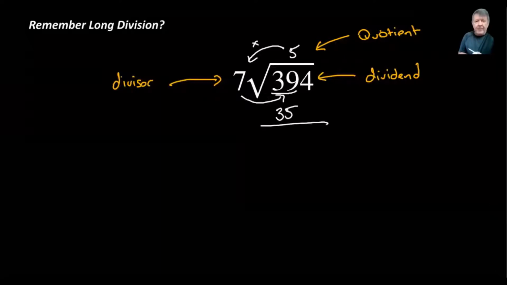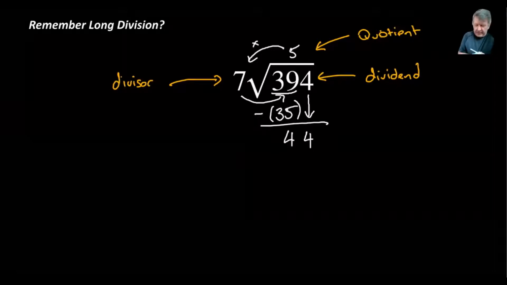Draw a line. Now we have to subtract this number. I'm going to do something a little bit different here because it applies to when we're dealing with polynomials. I'm going to put that 35 in brackets. 39 minus 35, we all know, is 4. All right, next step. If you remember, bring down the 4, down here.